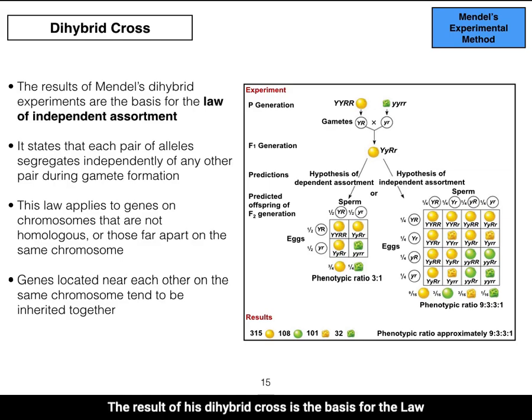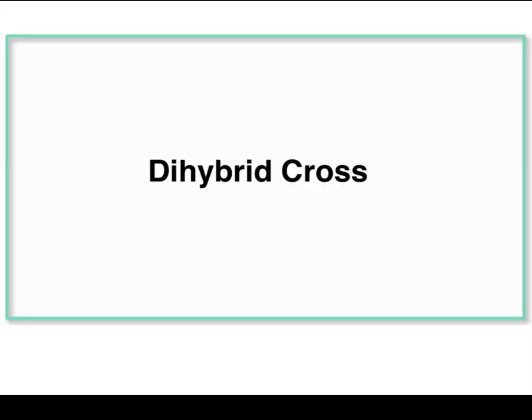The result of his dihybrid cross is the basis for the law of independent assortment, which states that each pair of alleles segregates independent of one another during gamete formation. This law applies to genes on chromosomes that are not homologous, or those that are far apart on the same chromosome. This is important because genes that are located near each other on the same chromosome tend to be inherited together. So before we move forward, let's look at the dihybrid cross that Mendel used.